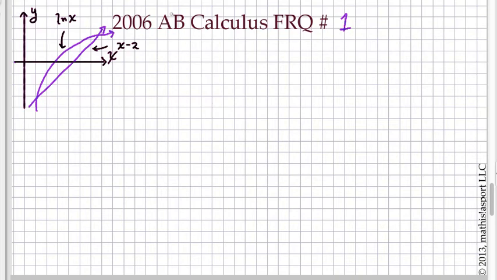We first have to find the area between two curves. It's easy to identify that the straight line, x minus 2, is the lower curve. The upper line is the ln of x. And we'll also need to find the points of intersection.